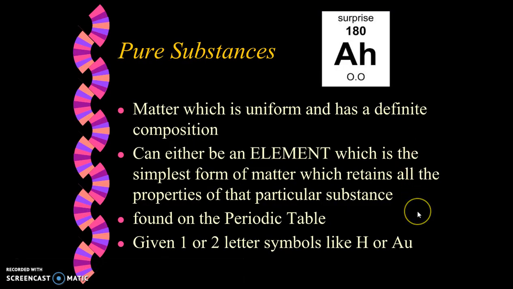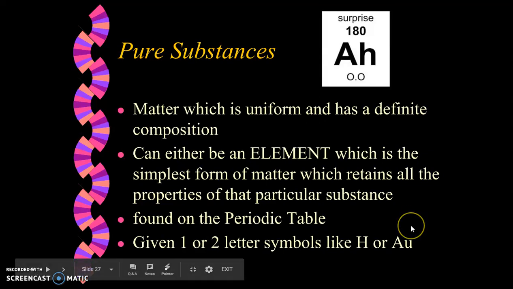So pure substances, matter which is uniform and has a definite composition. I can write a formula for it. It can either be an element, which is the simplest form of matter, which retains all the properties of that particular substance. So the simplest form of matter would be the element. That's what we find on the periodic table. We give them 1 or 2 letter symbols.